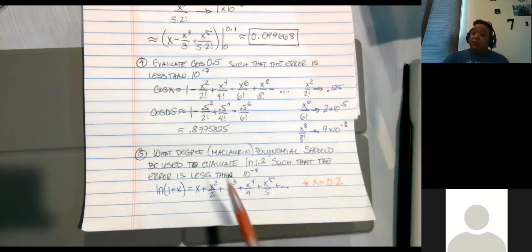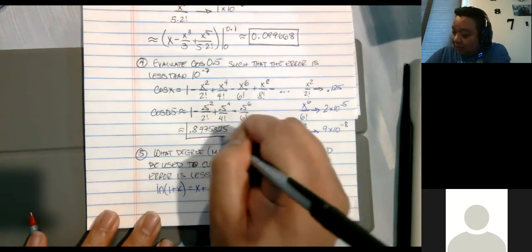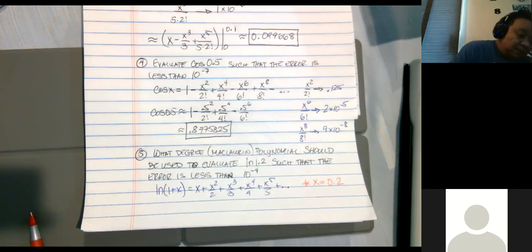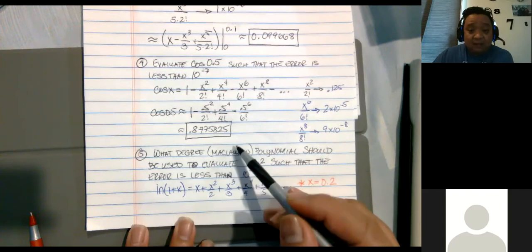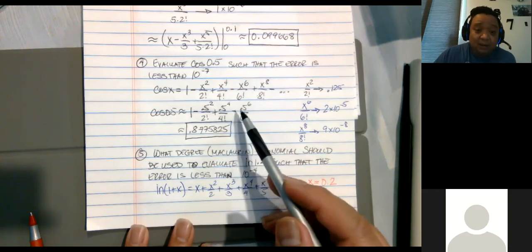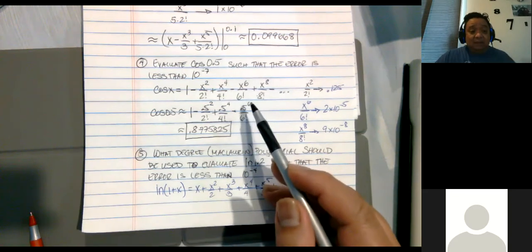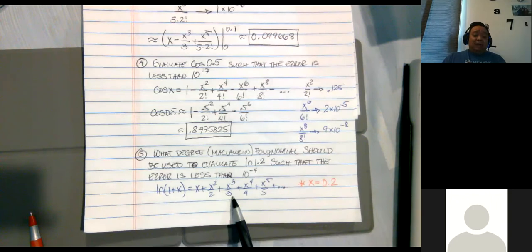Now, the difference between 4 and 5 is the answer. For number 4, the answer is the actual value. For number 5, the answer is not the value. The answer is what degree you are using. Over here, the answer would have been 6, because that's the degree that we kept as far as our polynomial approximation was concerned. All I'm after here is what degree am I keeping?